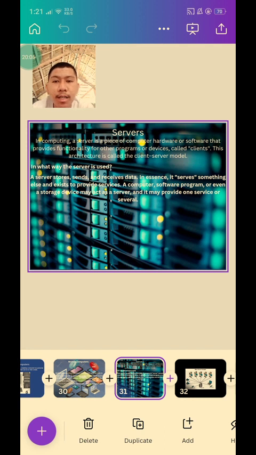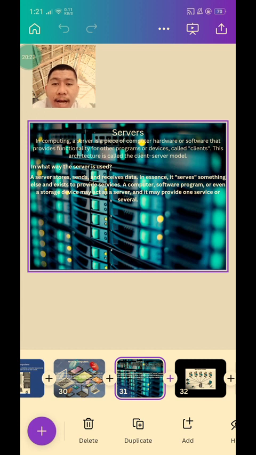Servers. In computing, a server is a piece of computer hardware or software that provides functionality for other programs or devices called clients. This architecture is called the client-server model.